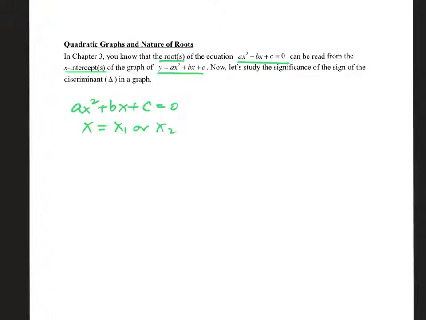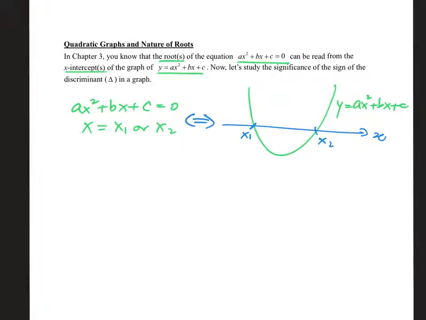Suppose it corresponds to a graph which opens upward, and the corresponding graph will be called y is ax squared plus bx plus c. The roots can be found from the x-intercepts of the diagram, and then we draw the x-axis, and suppose it is x1, it is x2. So this is the matching between a quadratic equation and its corresponding quadratic graph. Now we are going to see the significance of the sign of the discriminant in a graph.